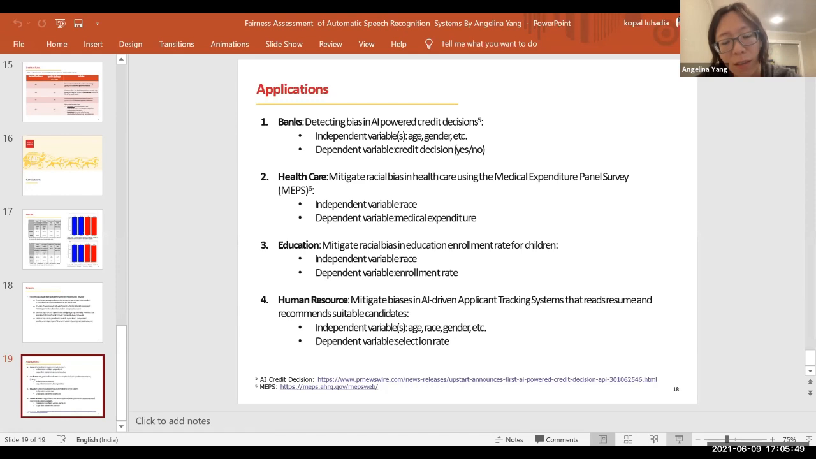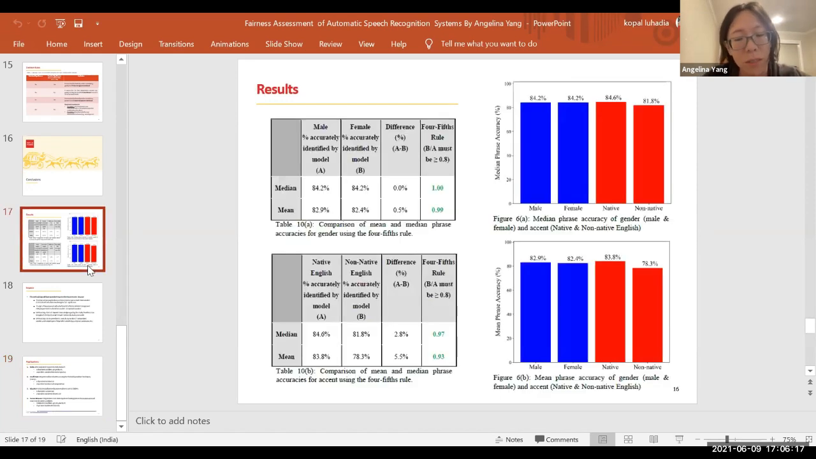It's fairly clear that for male and female, the differences in accuracies are very on par. It's very good. We don't really see, even by human eye, too much of a difference. And between accents, we actually see a significant difference statistically. But we also checked, if you look at the tables on the left-hand side, our four-fifths rule principle, and they both actually passed the test.